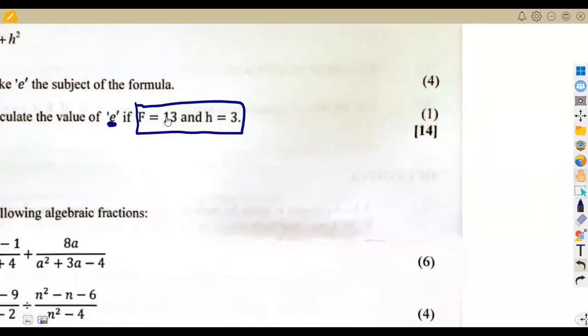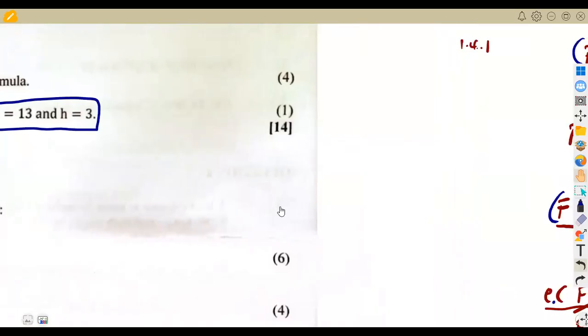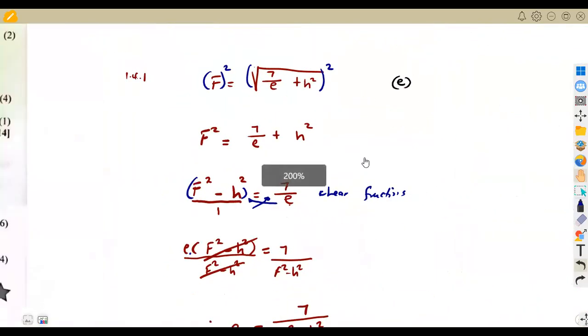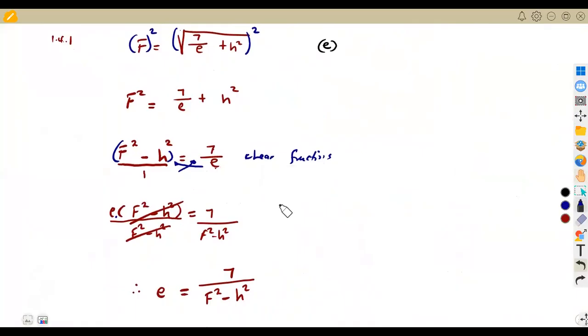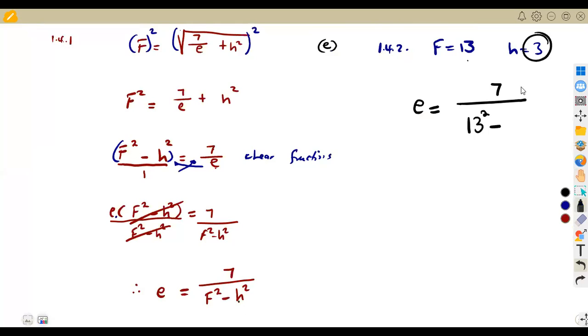All right, so our f is 13 and our h is 3. Remember that we are given that f is 13 and h is equal to 3, and we want to calculate the value of e. This is just a substitution that you're simply making because you already have e as the subject. So e is going to be equal to 7 over f squared. Our f in this case is 13, so this will be 13 squared minus h squared. Our h in this case is 3, so this will be 3 squared.